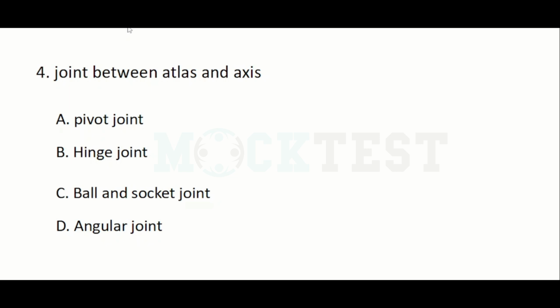Joint between atlas and axis. Option A pivot joint, option B hinge joint, option C ball and socket joint, option D angular joint. Joint between atlas and axis is pivot joint.